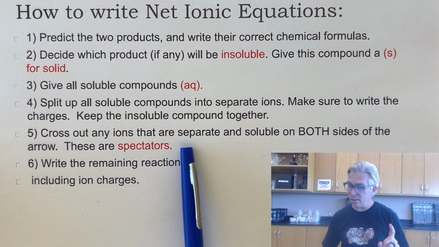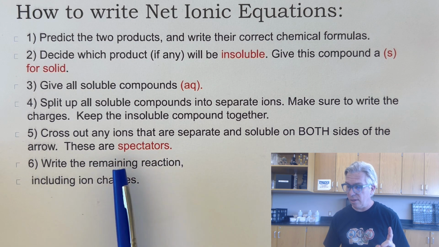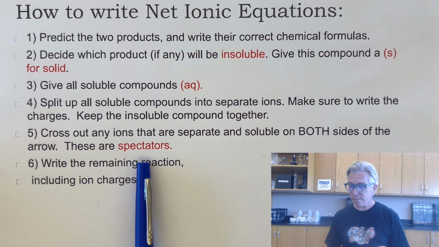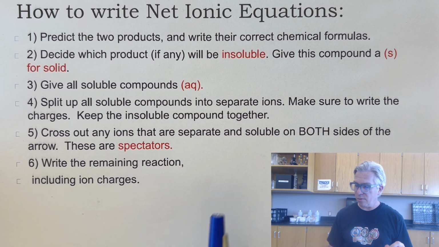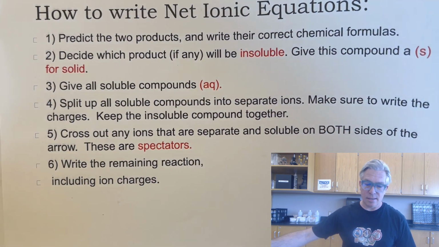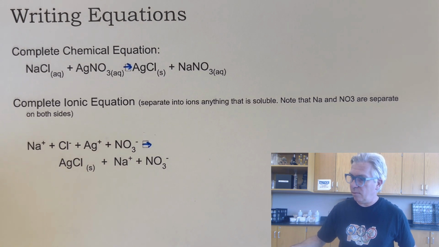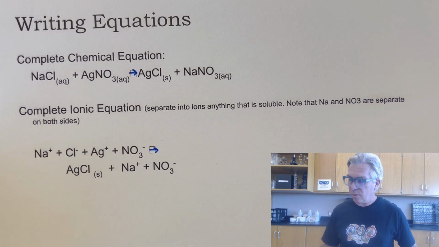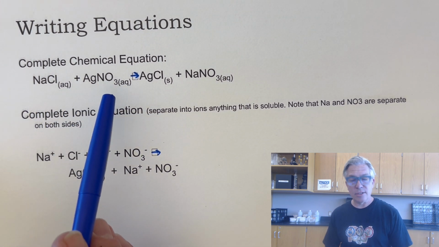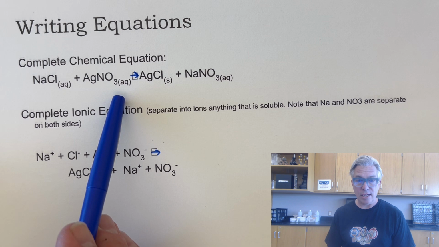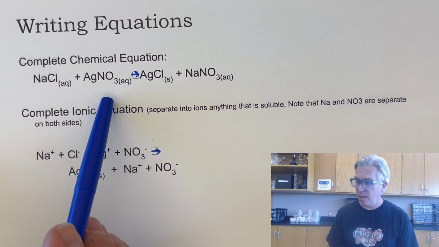Cross out any ions that are separate and soluble on both sides of the arrow. These are spectators. So separate and soluble on both sides of the arrow. Write the remaining reaction, including the ion charges. Let me show you an example that I have prepared. It's a nice one that we often start with. So let's say I took some salt water, aqueous sodium chloride, and added it to some silver nitrate, which is also aqueous. Nitrates are always soluble.